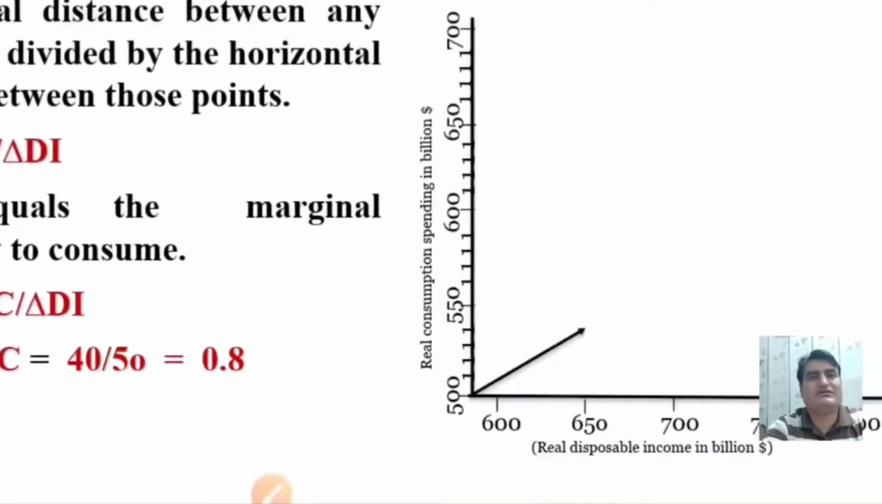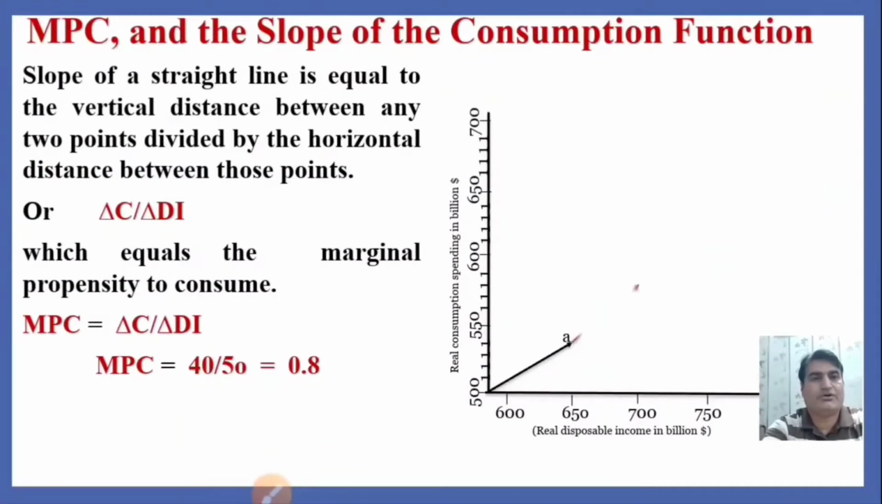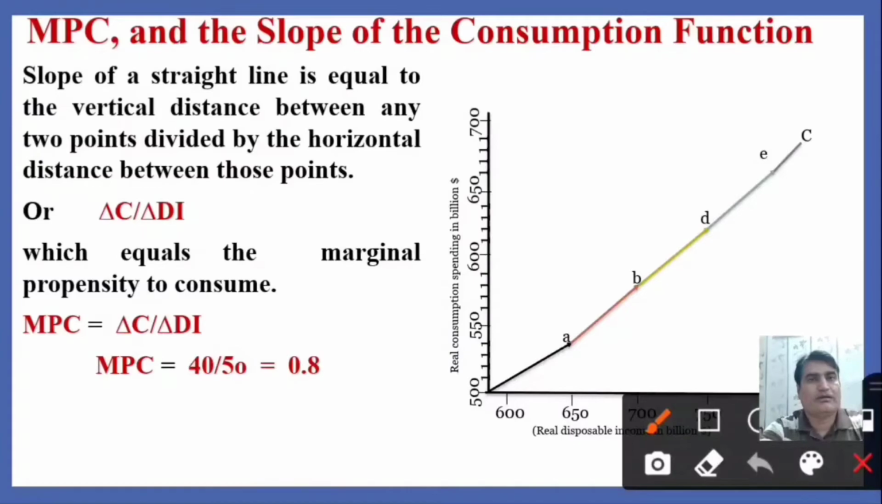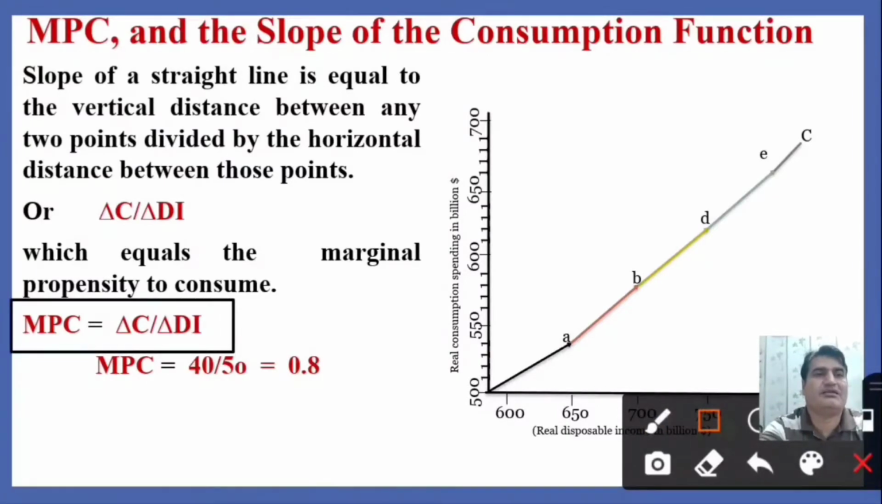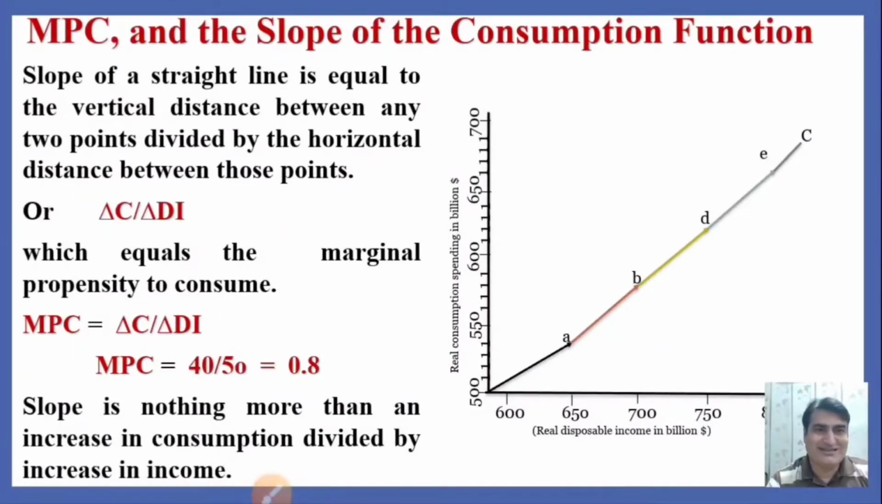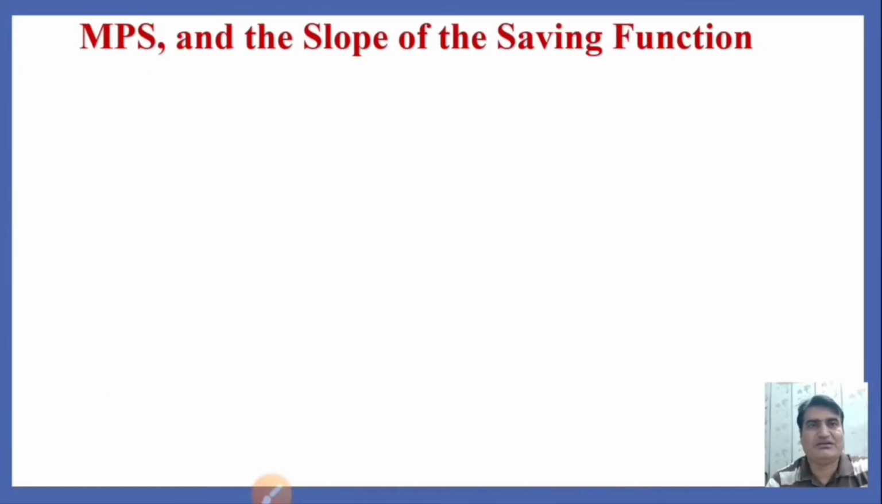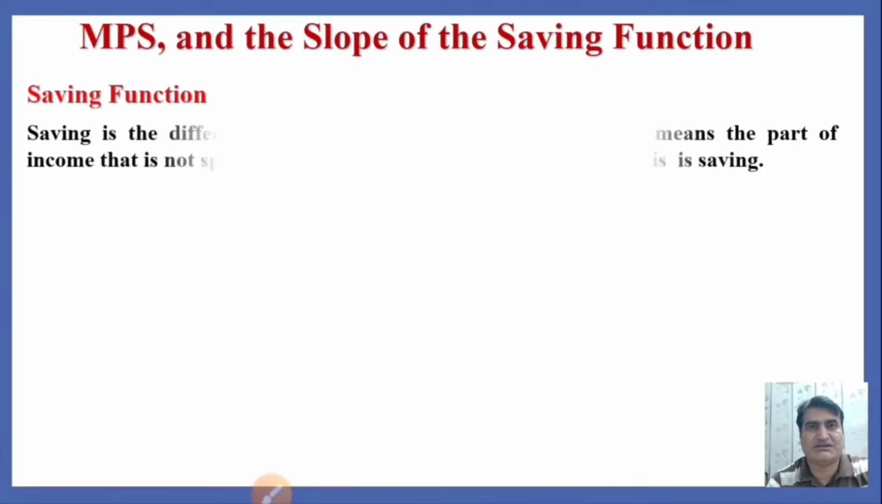As the income increases from 600 to 650, the consumption increases from 500 to 540, and likewise as the income increases, the consumption increases. This is the slope. Slope is basically the change in consumption, rise over run. Marginal propensity to consume is the slope. So the slope is nothing more than an increase in consumption divided by an increase in income. Marginal propensity to save and slope of saving function.